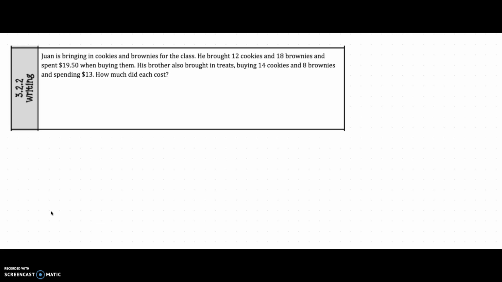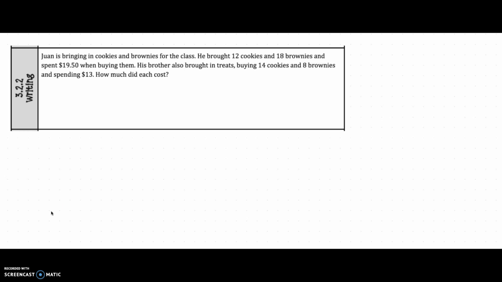So it says Juan is bringing in cookies and brownies for the class. He brought 12 cookies and 18 brownies and spent $19.50 when buying them. His brother also brought in treats, buying 14 cookies and 8 brownies and spending $13. How much did each cost?